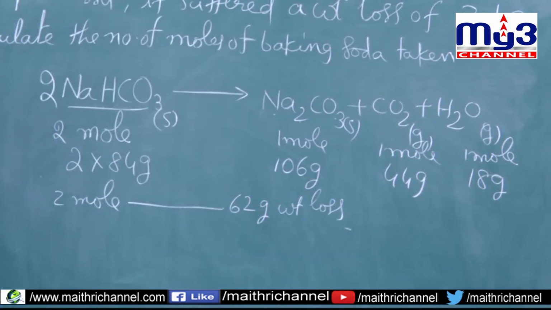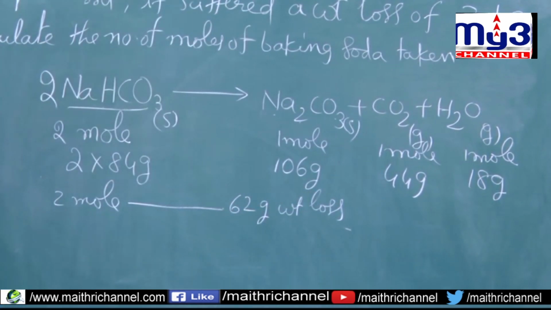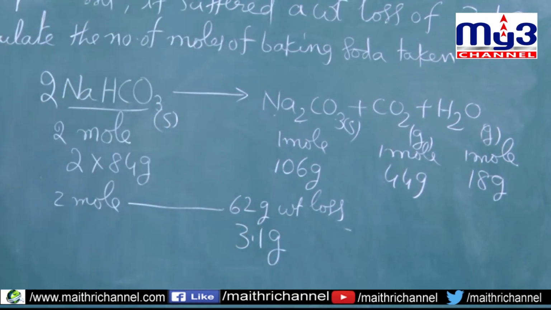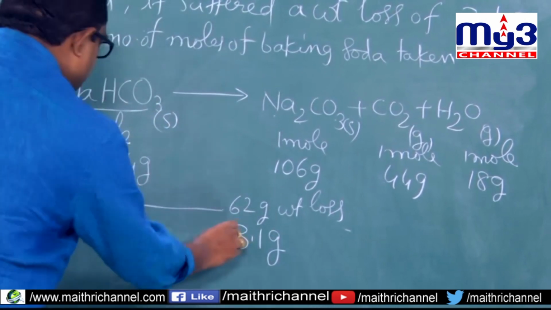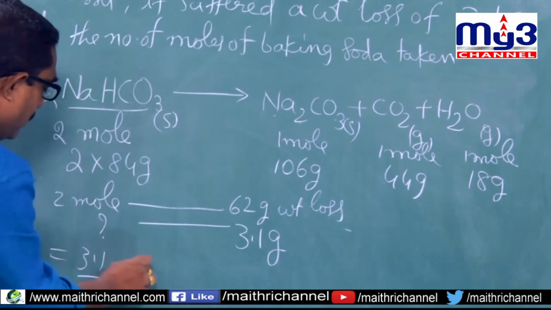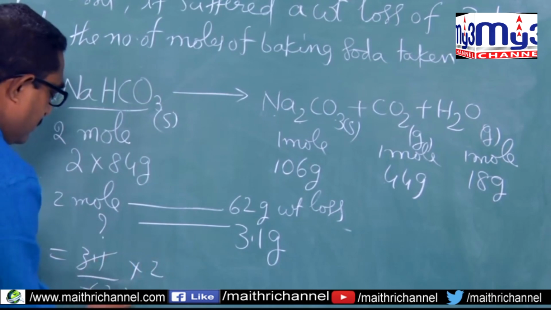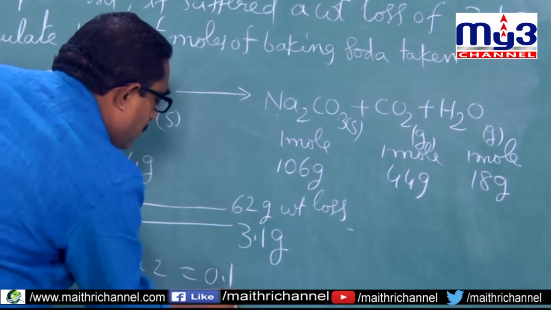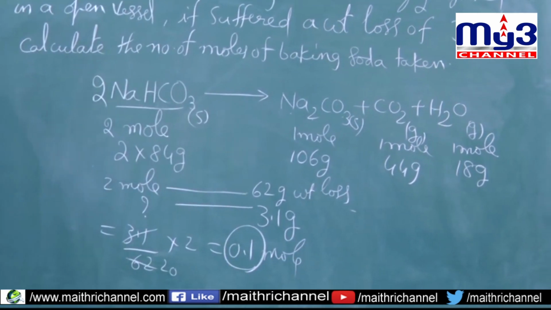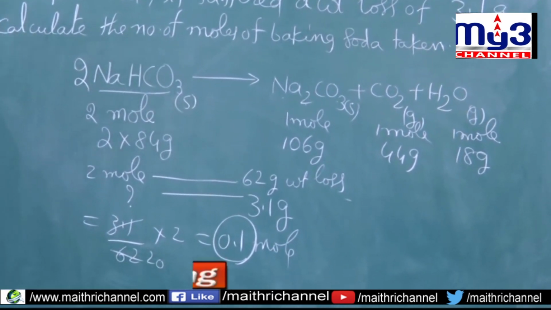Usually as per the balanced chemical equation. Now, this time he has given only 3.1 grams. Then what will be the loss? So 3.1 by 62 into 2. This is 0.1 mole. So your answer is over, students, 0.1 mole.